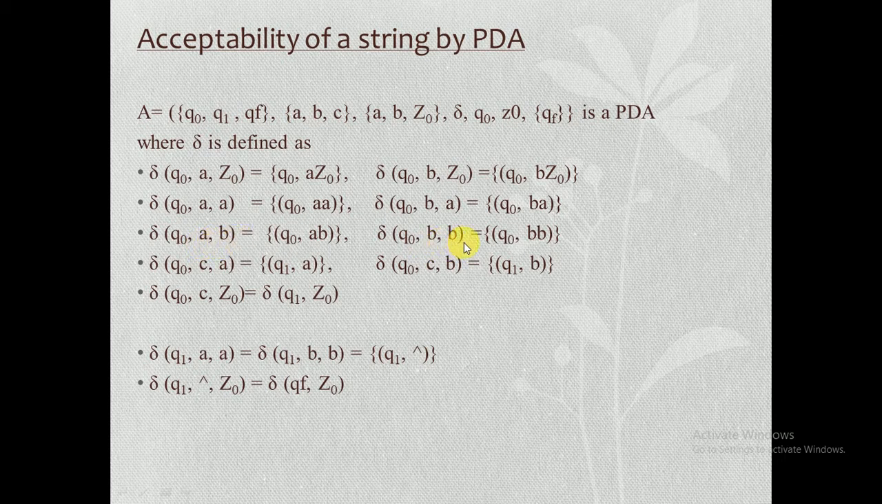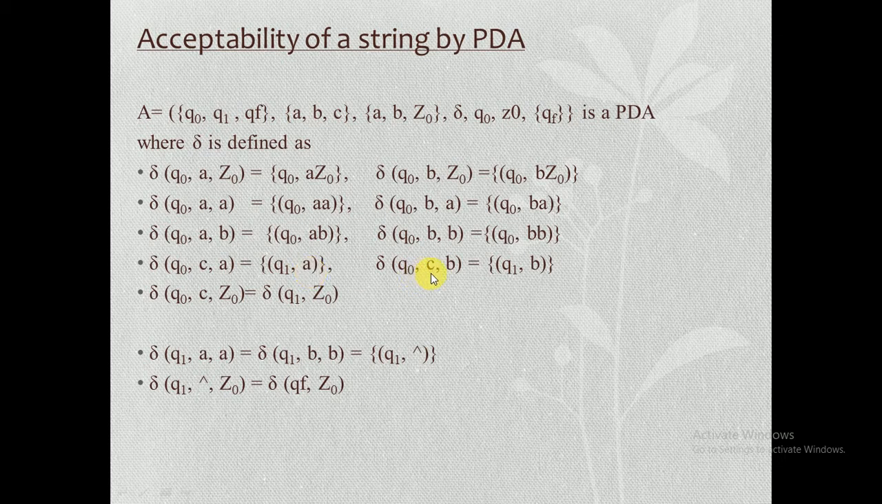The moment you encounter the new symbol, that is C, first of all, you need to change your state from Q naught to Q1 and whatever is present in the stack will remain the same. But C will be removed from your input, right? So it becomes Q1, A.